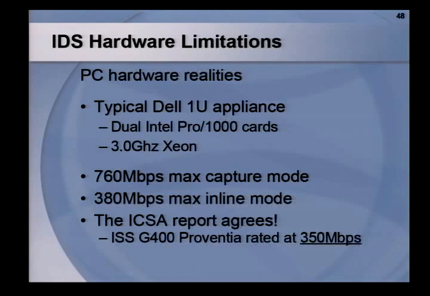And as we saw with the recent ICSA report, the ICSA did basically a rating test on different appliances to figure out how fast they really could push traffic and still do accurate intrusion detection and intrusion prevention. The ISS Proventia G400 was only rated at 340 megabits, even though they sell it, I think, as a 4 gigabit appliance. So it doesn't really matter what the vendor tells you. If they're running hardware like this on a standard PC platform, there's only so fast they can go, regardless of what the marketing speak says.